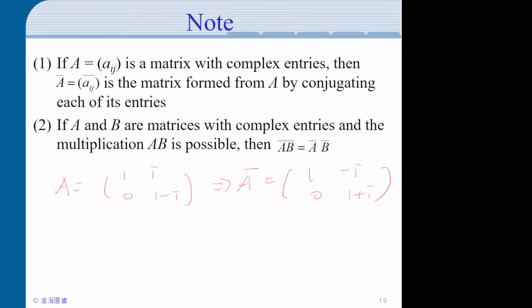Okay, and then it's easy to see that if A and B are complex matrices, then the complex conjugate of A times B will be the complex conjugate of A times the complex conjugate of B. This basically comes from complex conjugation going through addition and multiplication. It's pretty easy to check if you just think about the entries of AB. Okay.